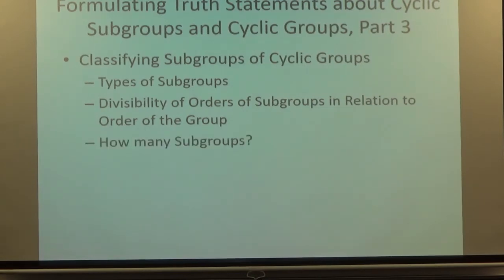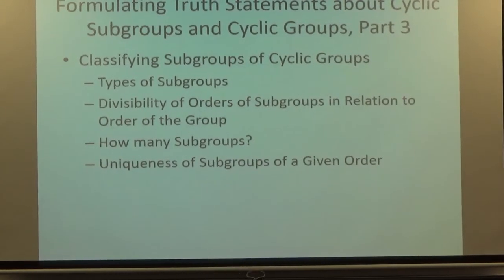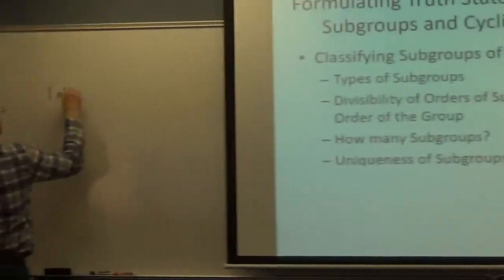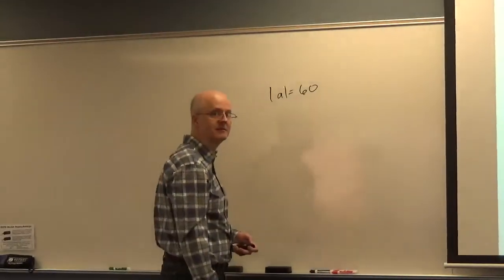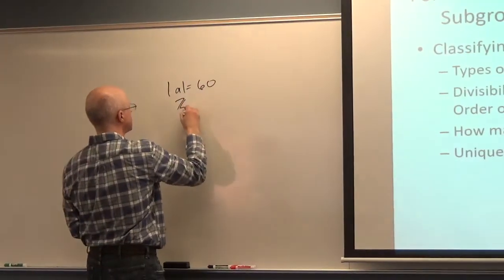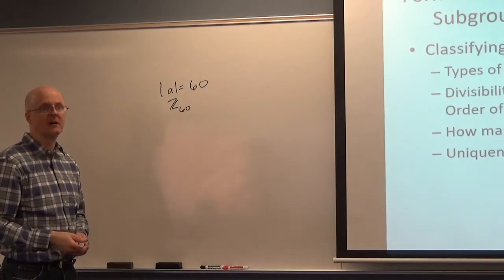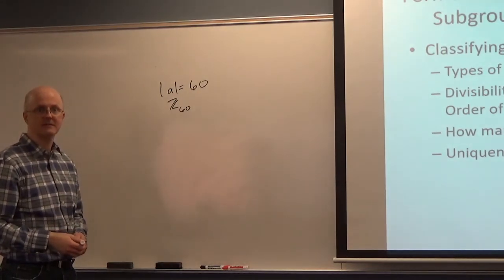How many subgroups do cyclic groups have? Cyclic groups have exactly one subgroup that's unique for every divisor of n. So if you've got a cyclic group of order 60, whether you think about it like this or like this, it's got exactly one subgroup of every order that divides 60.